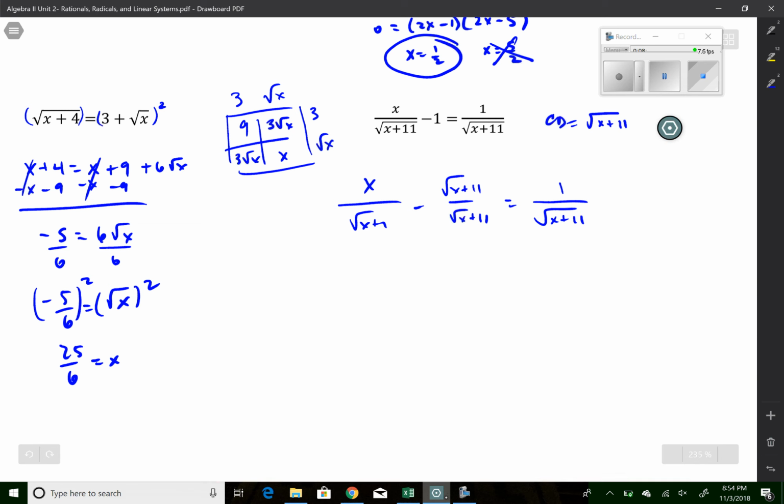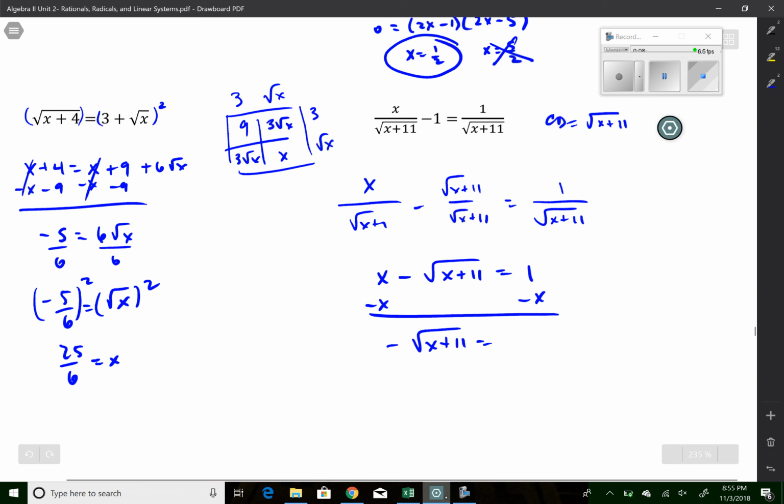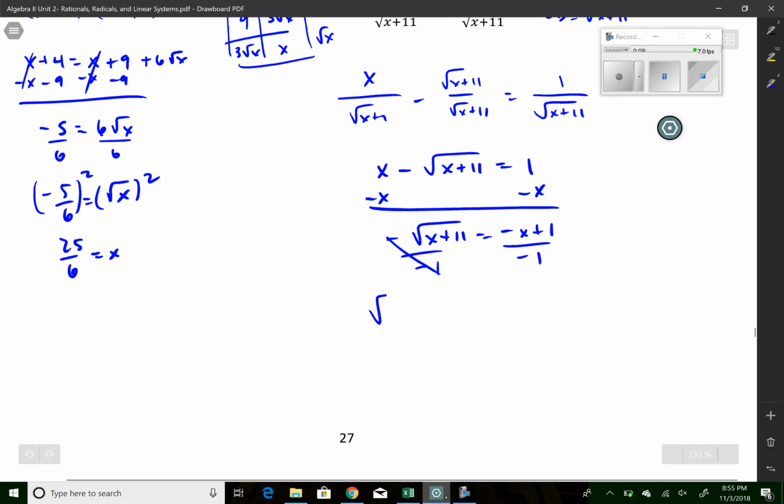That's going to give me my common denominator. Once that's done, I just have the equation that's left with the numerators. Because once I have a common denominator, well, guess what? The denominators don't matter anymore. Subtract x to the other side. So I have negative square root of x plus 11 is equal to negative x plus 1. I don't want that negative there, so I'll get rid of it by dividing it. I don't know why I put 7. That should be 1. And I have the square root of x plus 11 is equal to x minus 1. Square both sides. X plus 11 is equal to x minus 1 squared.